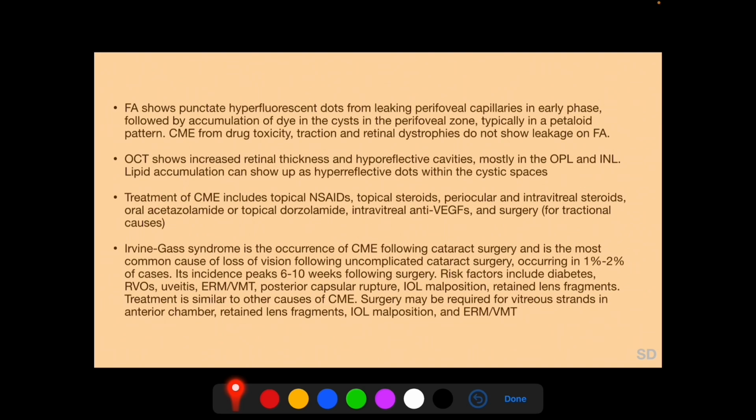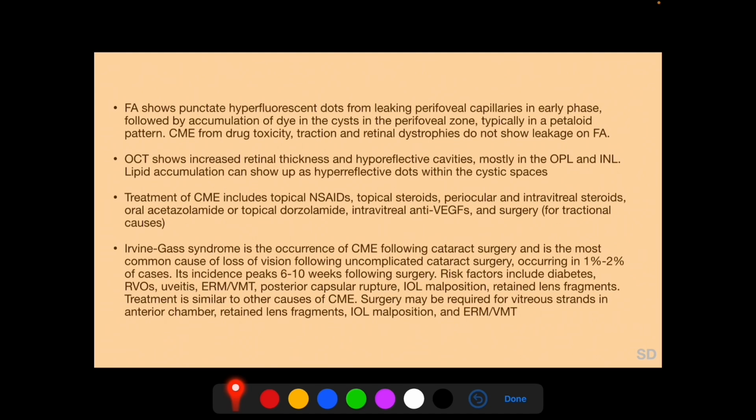Treatment of CME includes topical NSAIDs, topical steroids, periocular and intravitreal steroids, oral acetazolamide or topical dorzolamide, intravitreal anti-VEGFs, and surgery for tractional causes. Irvine-Gass syndrome is the occurrence of CME following cataract surgery and is the most common cause of loss of vision following uncomplicated cataract surgery, occurring in 1 to 2% of cases. Its incidence peaks 6 to 10 weeks following surgery, and its risk factors include diabetes, retinal venous occlusions, uveitis, epiretinal membrane or vitreomacular traction, posterior capsular rupture, IOL malposition, and retained lens fragments.